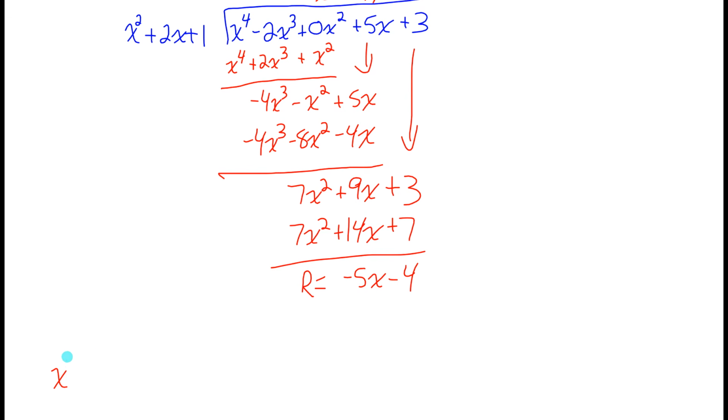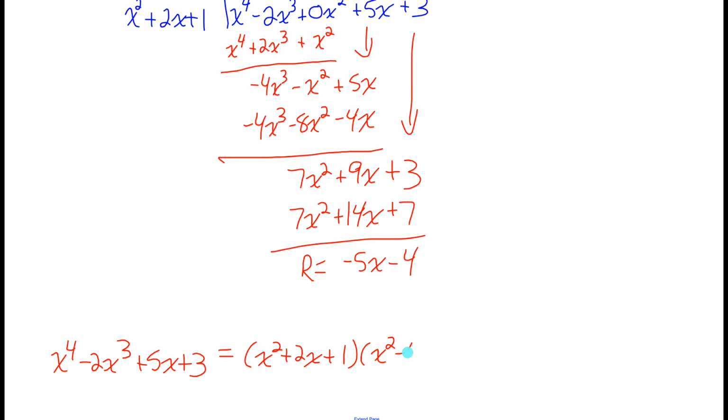So the original dividend, x to the 4 minus 2x cubed plus 5x plus 3 equals a product of the divisor and the quotient plus the remainder. So plus negative 5x minus 4. I could simplify that just by adding both terms. So it would just look like this.